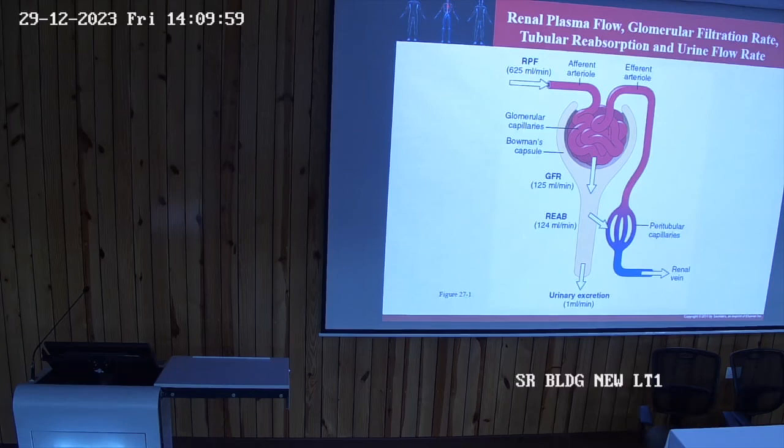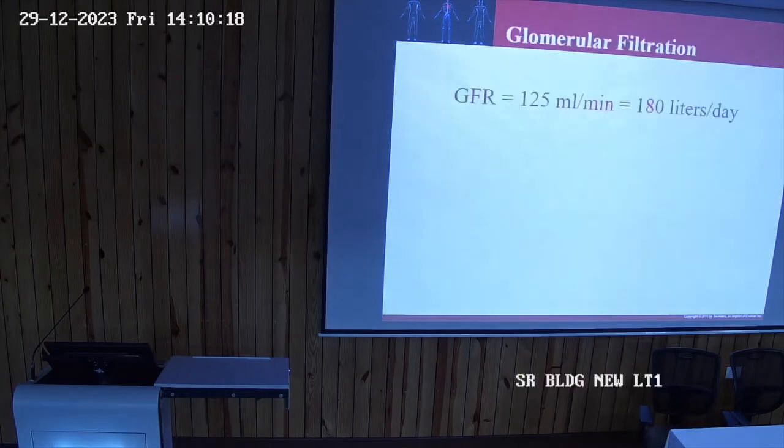Rate of urine formation is 1 ml per minute, and parallel to the nephron, we have two types of vessels present: peritubular and vasa recta, depending on the location of the nephron, whether they are present in the cortical area or in the juxtamedullary area. So this was just a brief introduction.